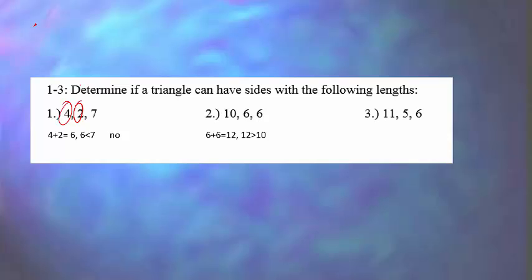For the last one, number 3, we add 6 plus 5. That makes 11. Now, 11 does equal 11, but it's not greater. It's got to be strictly greater. So the answer to that is no. You can't make a triangle with those side lengths.